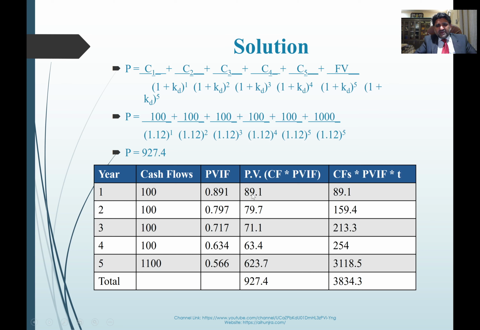1 multiplied by 89.1 is 89.1. 2 multiplied by 79.7 is 159.4. Here time is third year, so 3 multiplied by 71.1 is 213.3. 4 multiplied by 63.4 is 254, and 5 multiplied by 623.7 is 3,118.5.